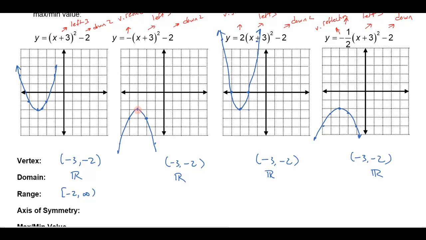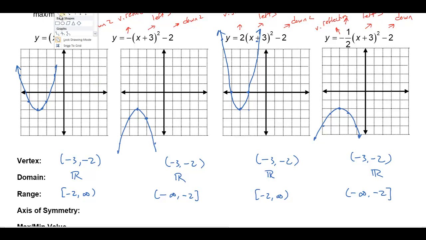And here the only y values I'm getting out are between negative infinity and negative 2. Here I'm just getting y values out from negative 2 to infinity. And here I'm just getting out y values from negative infinity to negative 2.